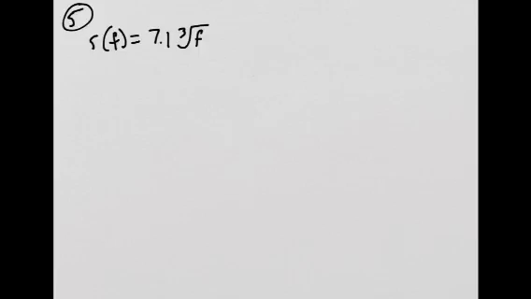Okay, for number 5, they're asking you to graph the function. This is based on the fetch. The fetch is the length of water over which the wind is blowing in a certain direction, and S is the speed. So S is the speed of the wind in kilometers per hour, and the fetch F is the length of water over which the wind is blowing.